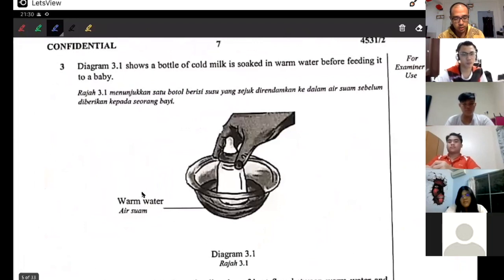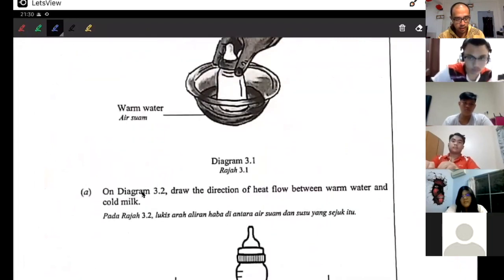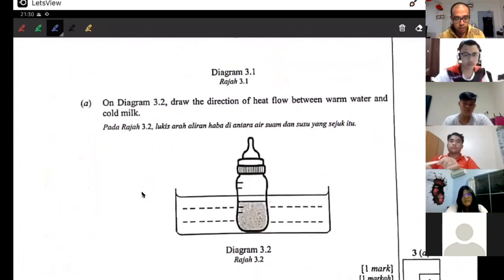A bottle of cold milk is soaked in warm water before feeding it to the baby. On diagram 3.2, draw the direction of heat flow between the warm water and the cold milk. So this is the concept of thermal equilibrium.